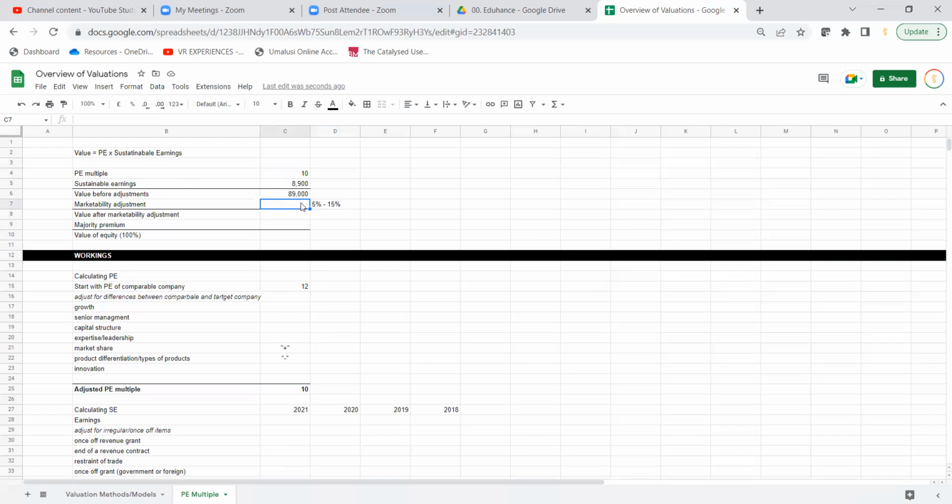So all we're going to do, we're going to say negative that, equal negative that times 5%. Okay, so now we add up, we get a new value.